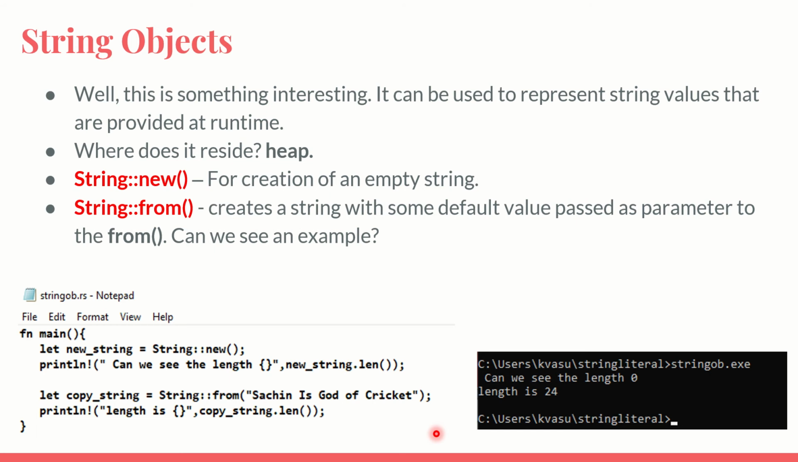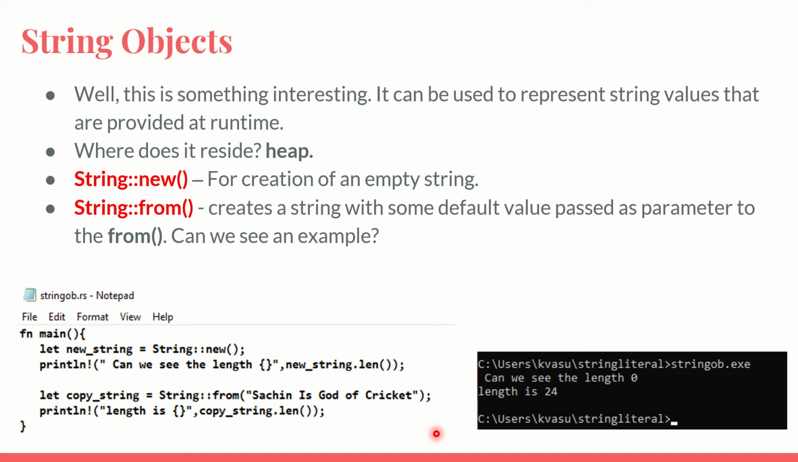Well, this is something new and something very interesting, and this is one of the different features that we have when we compare it with C or C++. This can be used to represent string values that are provided during the runtime. Understand the difference between compile time and runtime is coming explicit here. In the previous case, we had compile time content, and in this case, we have runtime content. Where do we have this? We have this completely residing in the heap.